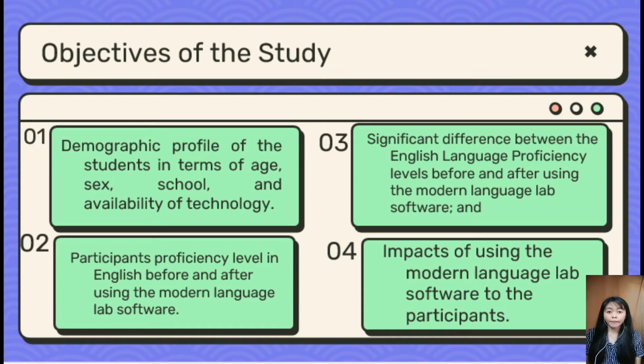First is the demographic profile of the students in terms of age, sex, school, and availability of technology. Second is participants' proficiency level in English before and after using the Modern Language Lab software. Third is the significant difference between the English language proficiency of the participants before and after using the Modern Language Lab software. And lastly, the impacts of using the Modern Language Lab software to the participants.